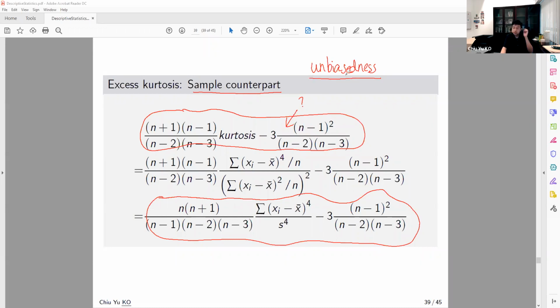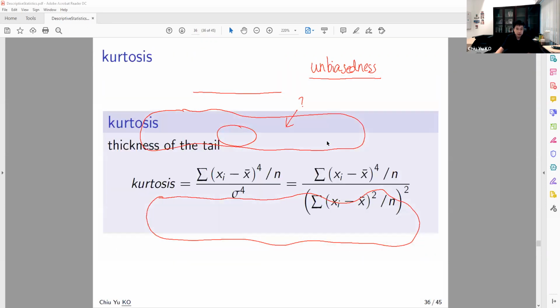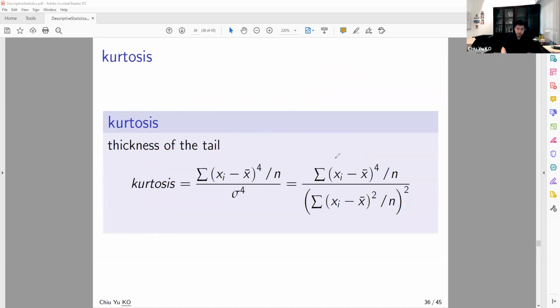Unbiasedness means, remember we try to estimate the kurtosis or the skewness, okay? We want to measure this. And the question is, if you just plug in this formula, suppose in practice you calculate based on this formula, it's not a very good measure if your sample size is small. Kurtosis is not a really good one.